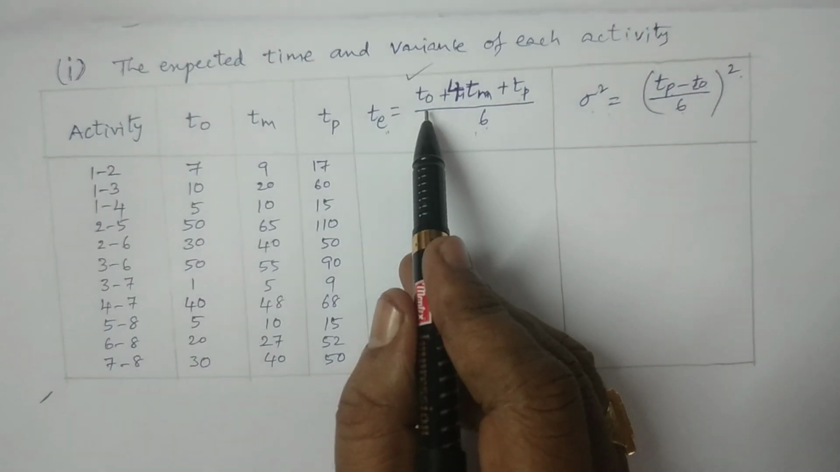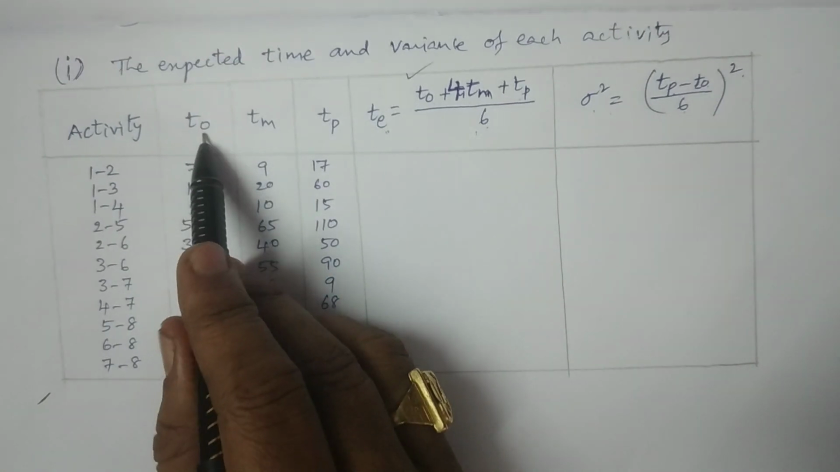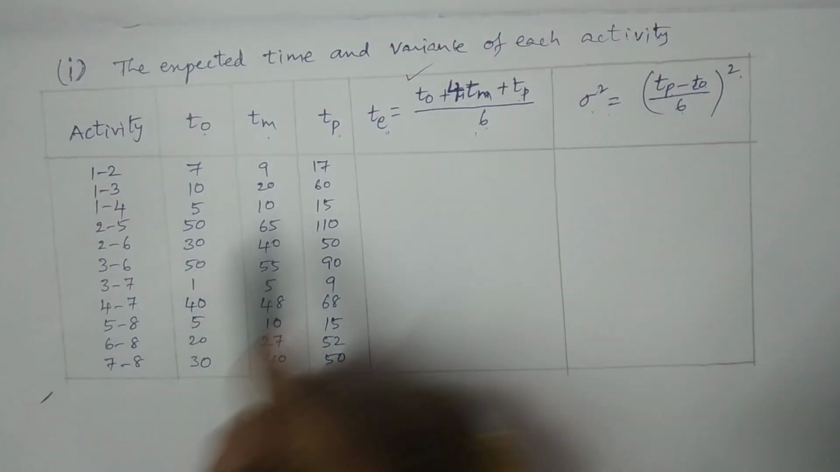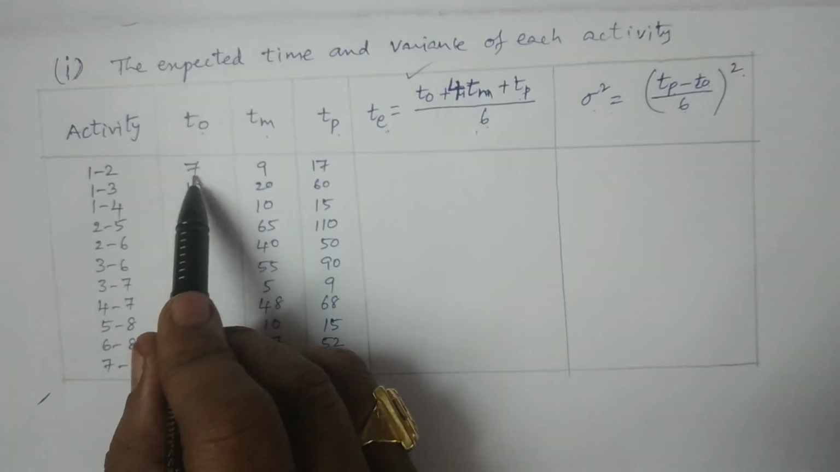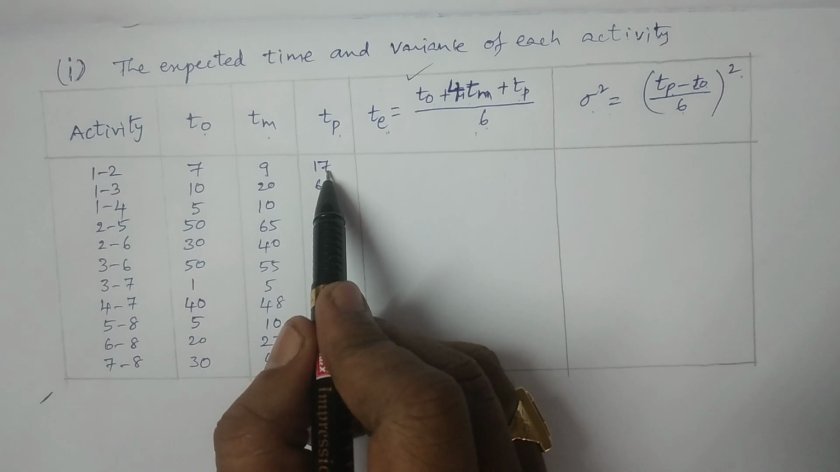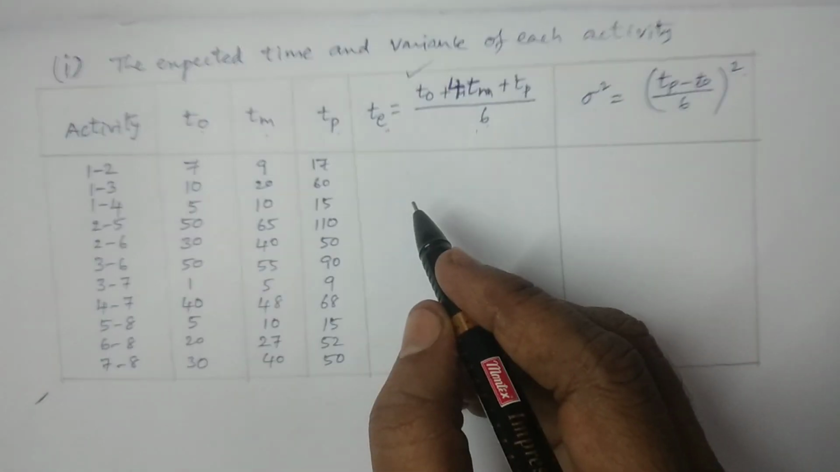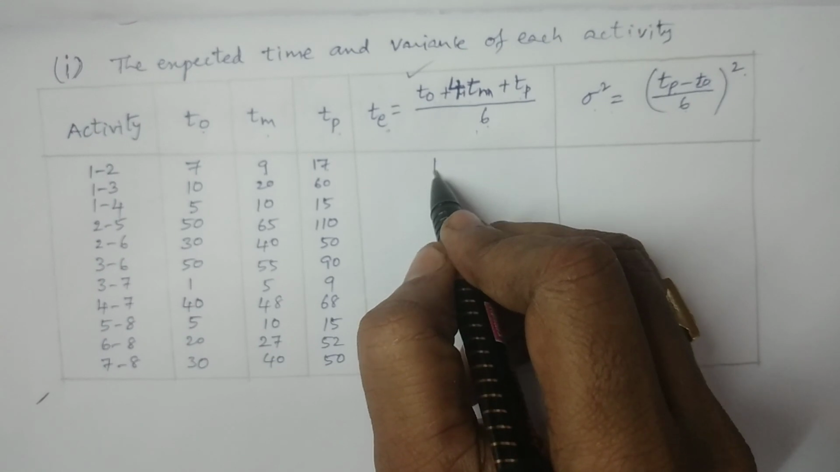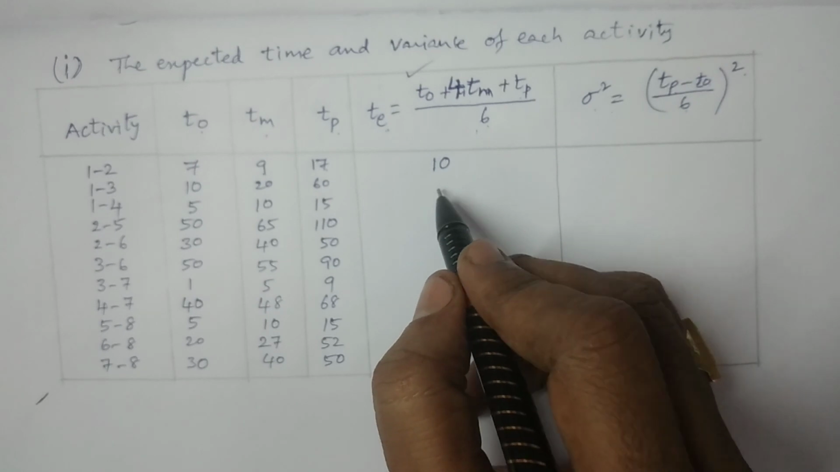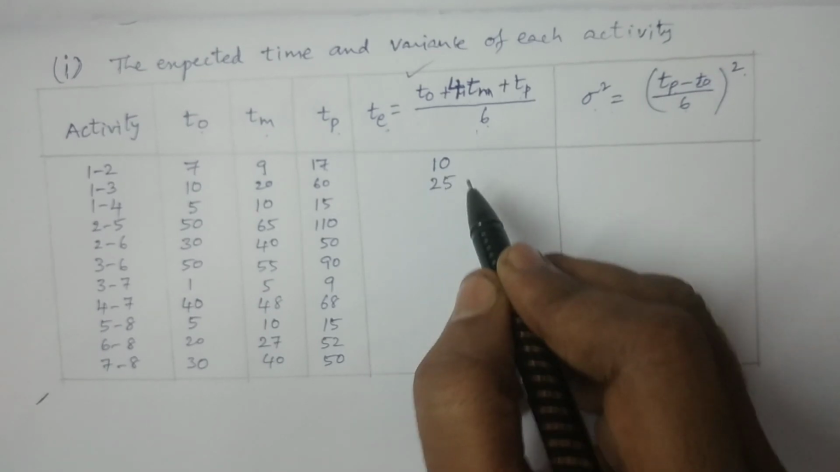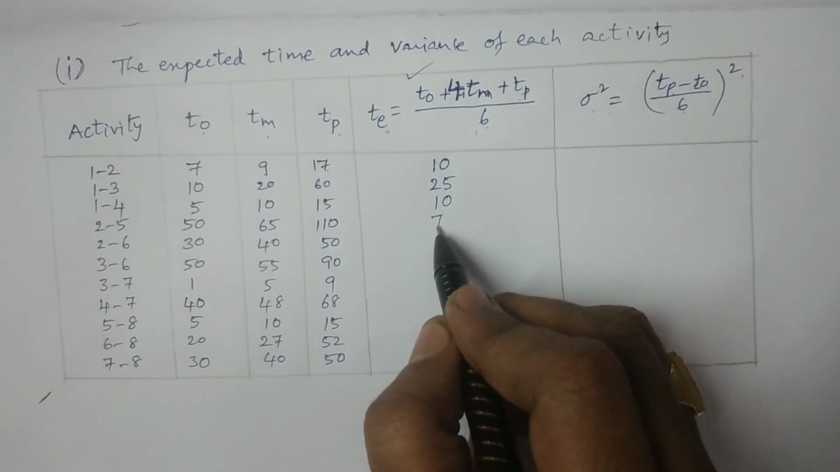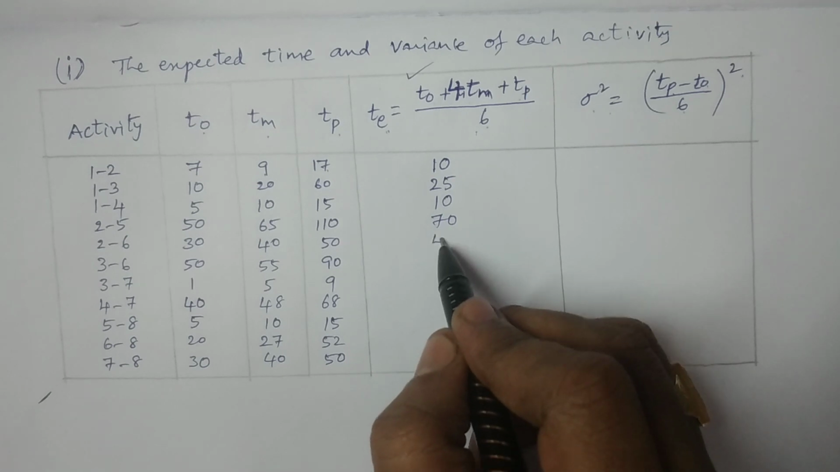For example, I will tell you the first one. This is T naught, this is Tm, this is Tp. These are the activities we know, 1 to 2, 1 to 3, etc. And T naught, that is 7, plus 4 into Tm, that is 4 into 9, plus Tp, that is plus 17, divided by 6. So you get a certain value, this is 10. Like that, please calculate all the remaining values by using the formula. The values are 25, 10, 70, 40, 60.